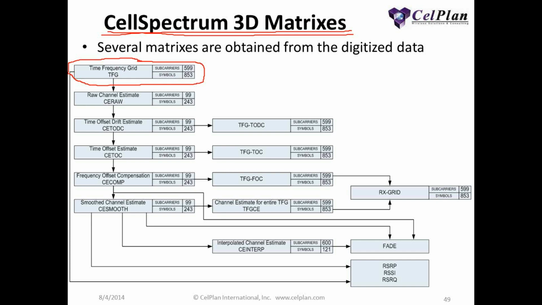To be able to synchronize, the only way to do it is to analyze the reference signals. So the next step is to extract from the time frequency grid only the reference signals. This gives us 100 subcarriers and 243 symbols, which we call CE raw, channel estimate raw. That's where we extracted all the reference signals.